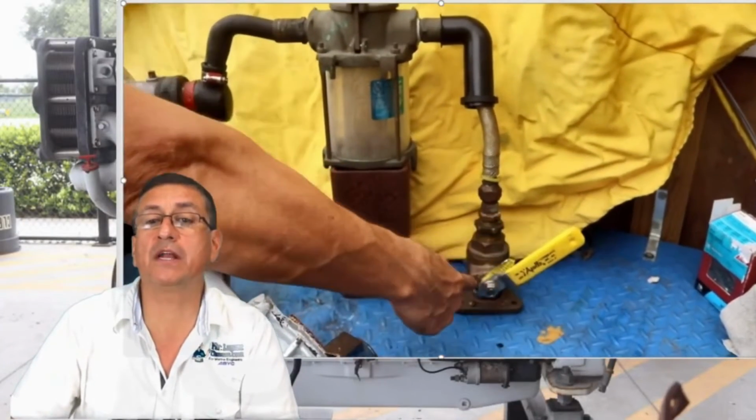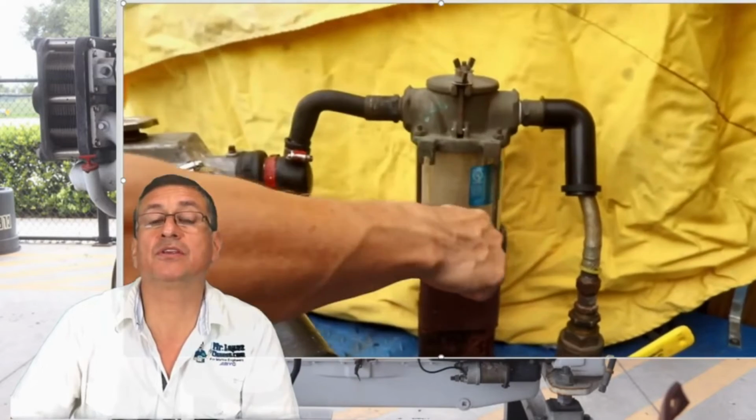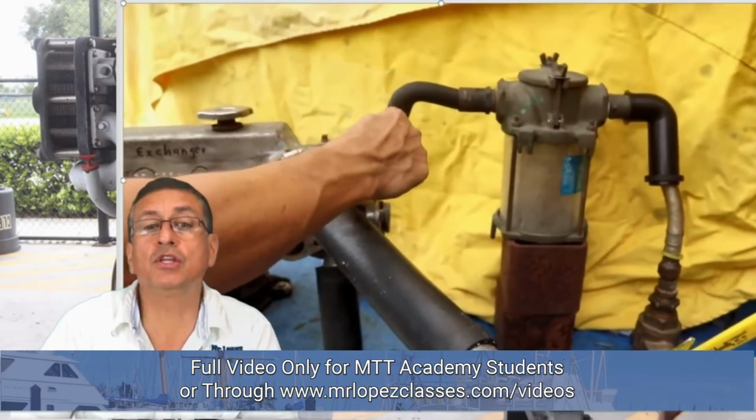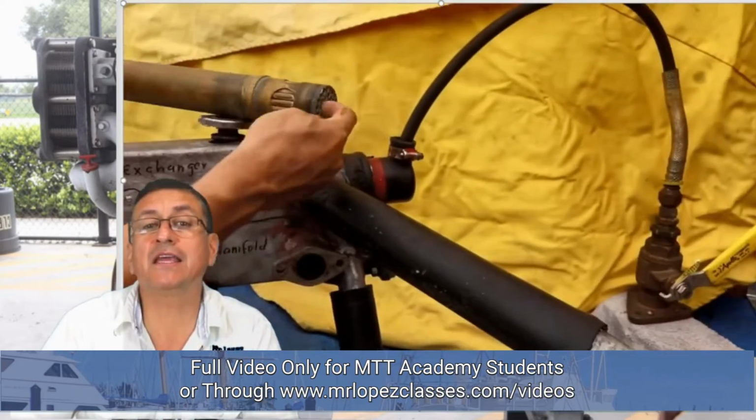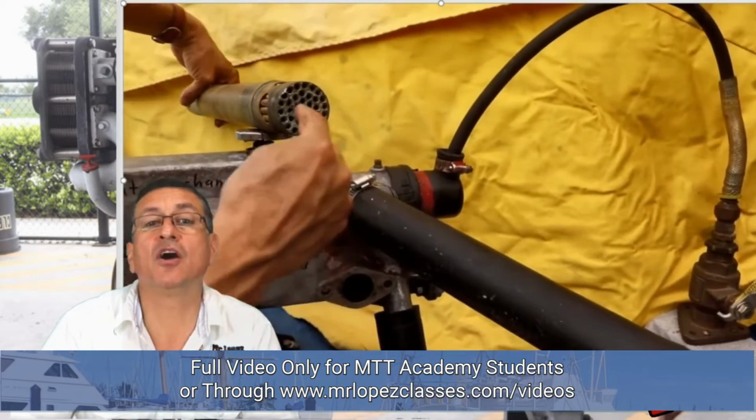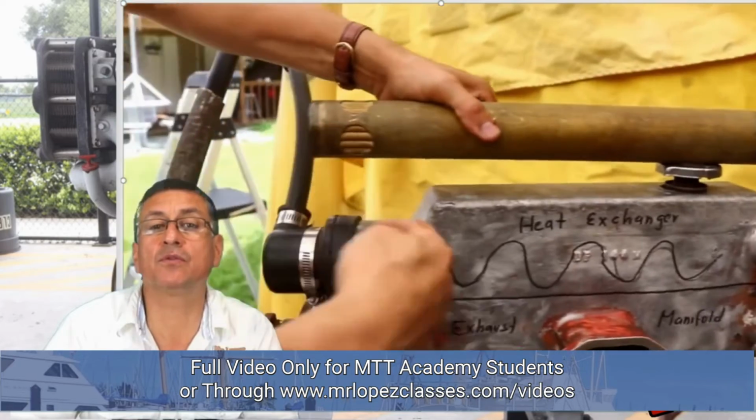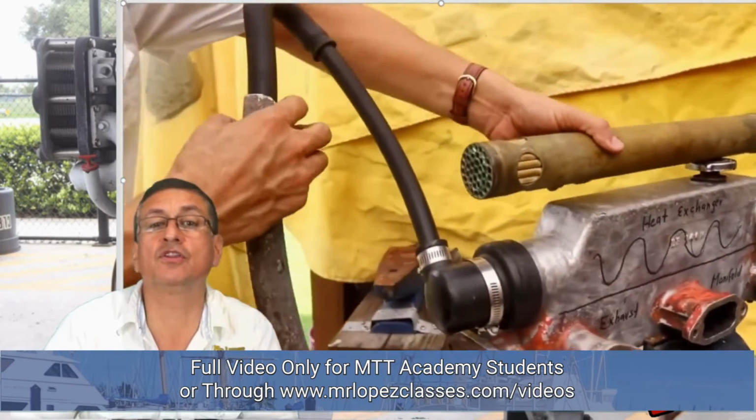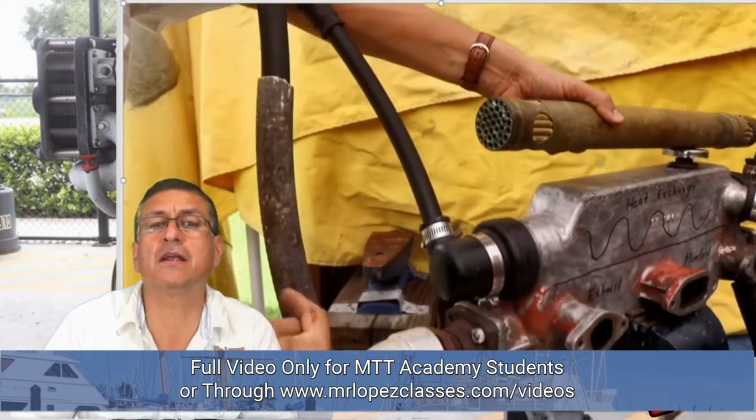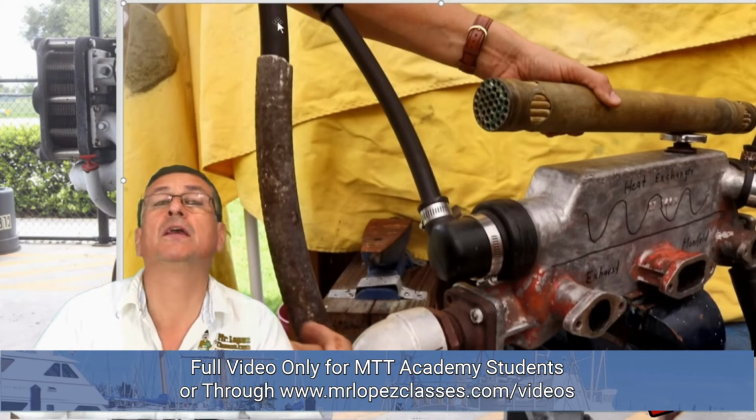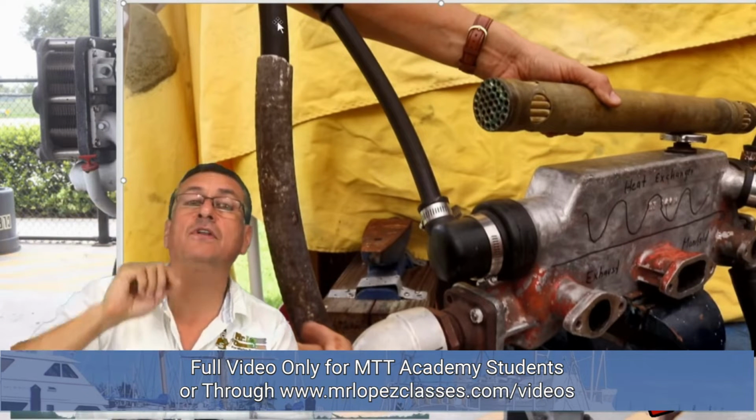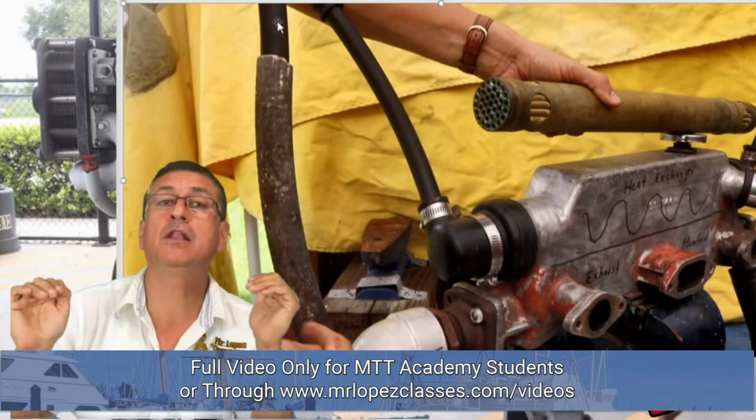In this video, the raw water enters over there, passes through the strainer, and continues into the pipes of the heat exchanger. Through those pipes passes the salt water to the other side, and the salt water continues and passes through the anti-siphon if the engine is located below the water line.